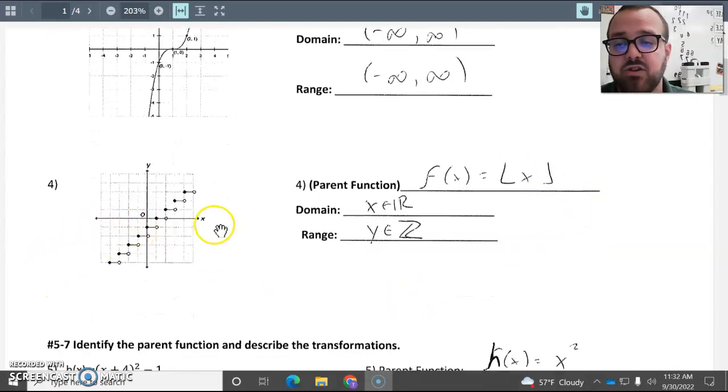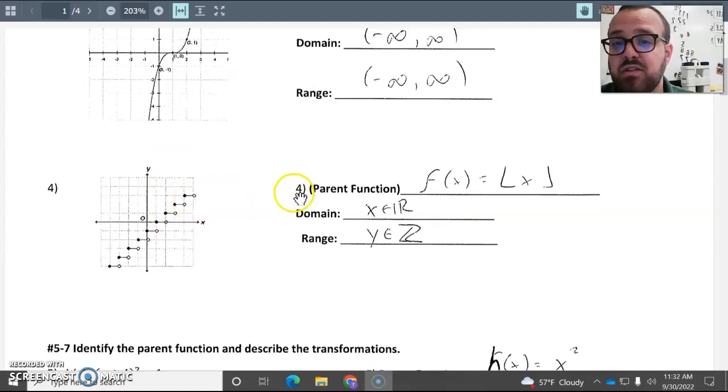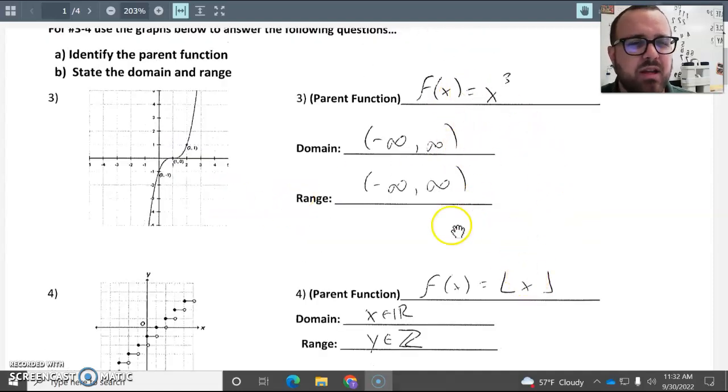Same thing, we have our step function. It looks like it's been moved down one, but it's still all real numbers, and the integers as our y values. This is like stuff from your pop quiz. Do you know your parent functions, and also, if it moves, does that change the domain or range?